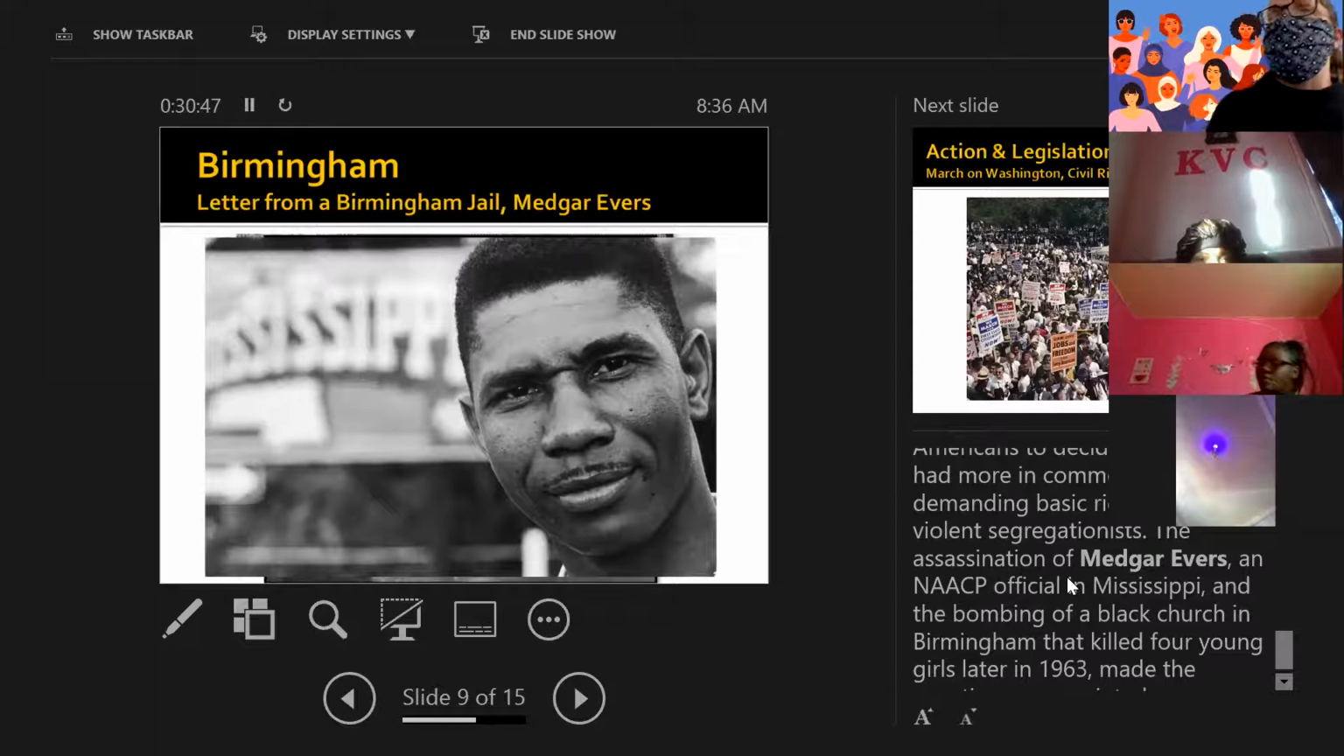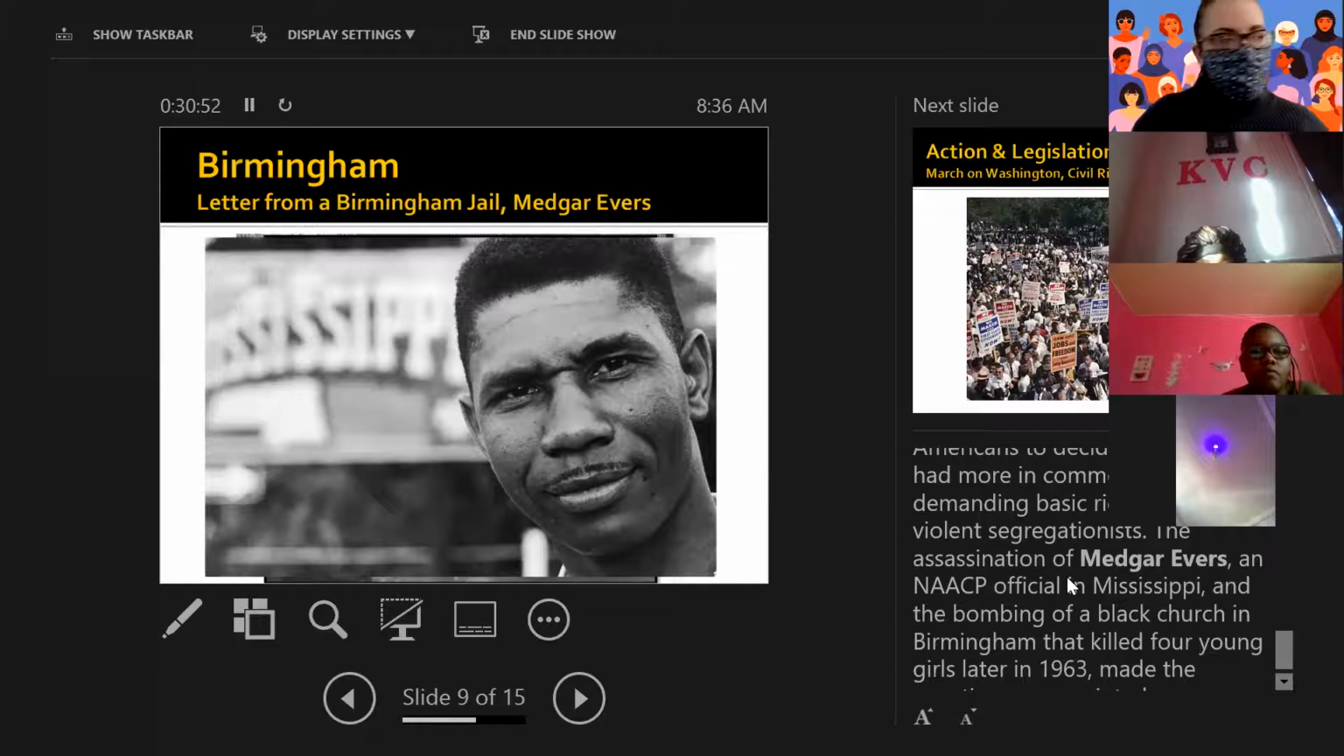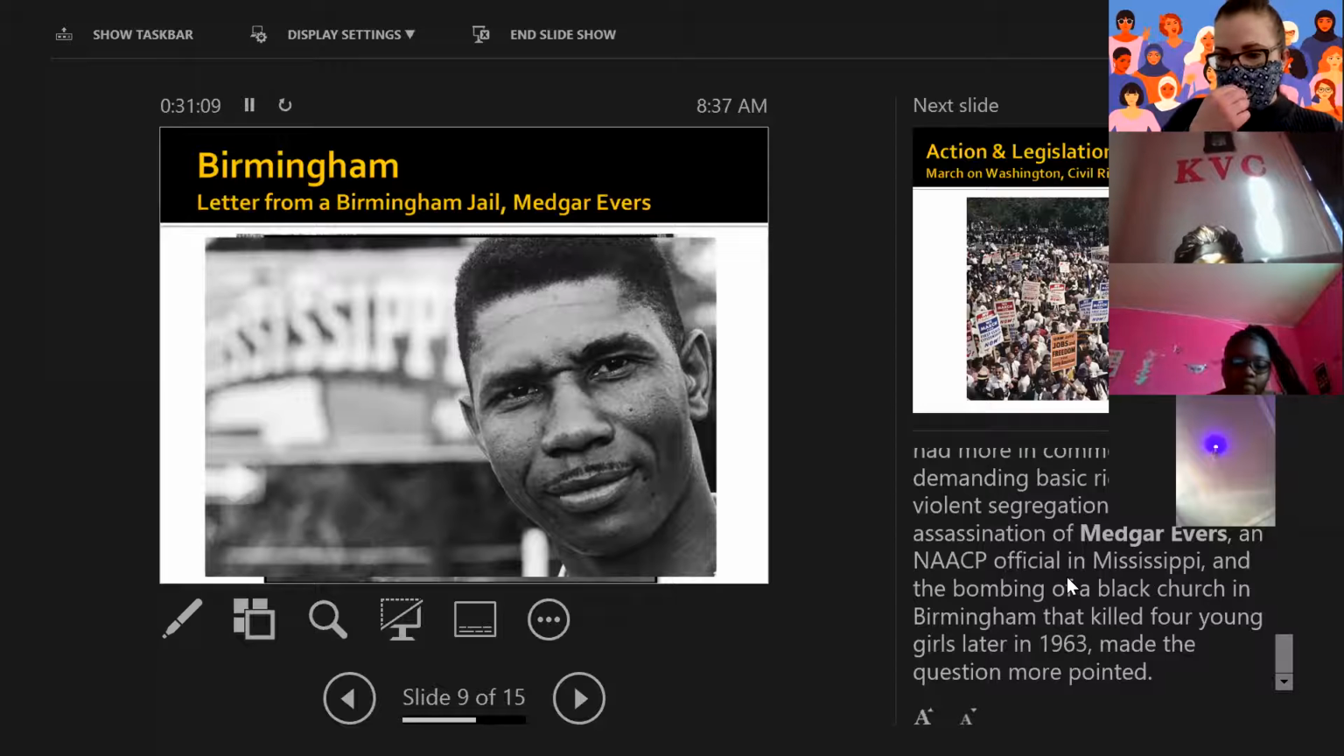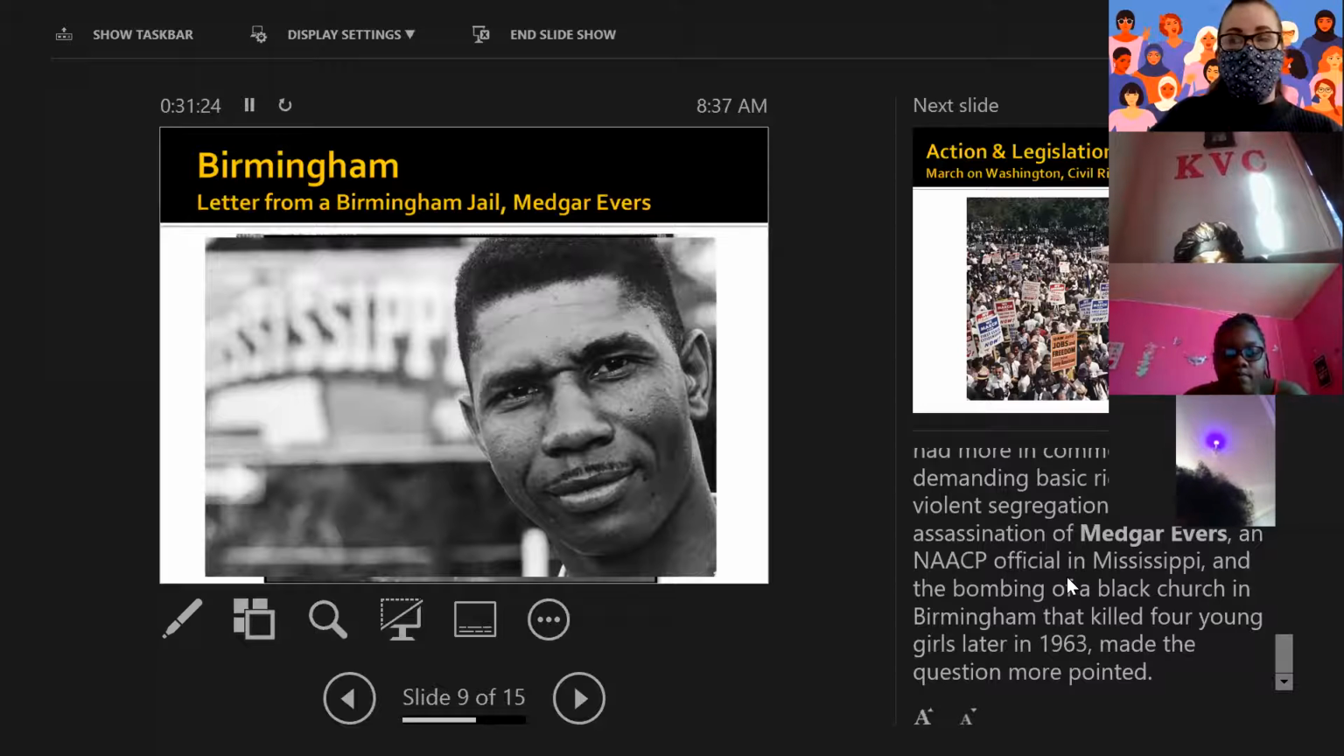This was continued after the assassination of Medgar Evers. Medgar Evers was an NAACP official of Mississippi. He was assassinated, and right about at the same time, there was a bombing in a Black church in Birmingham that killed 4 young girls, which put all American eyes on the civil rights movement.